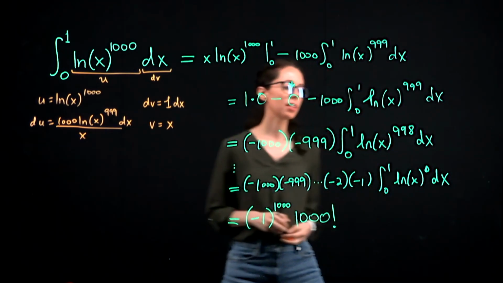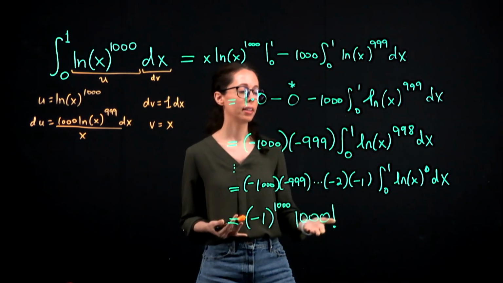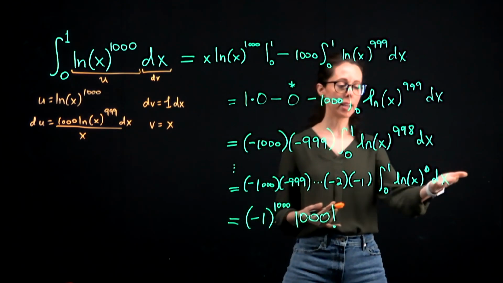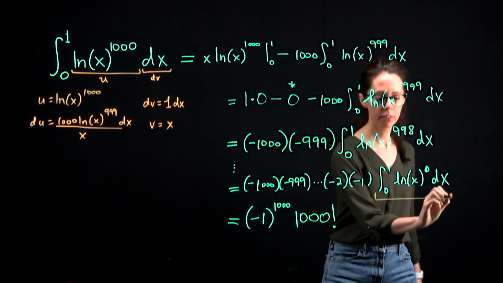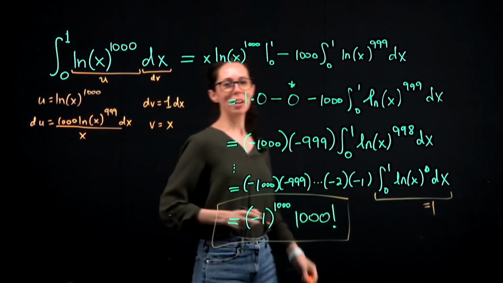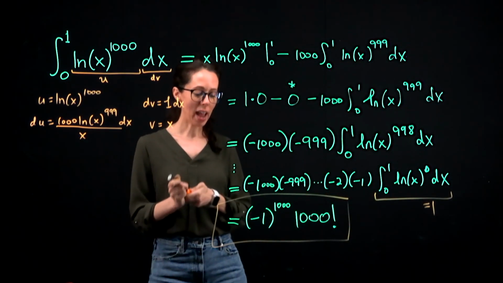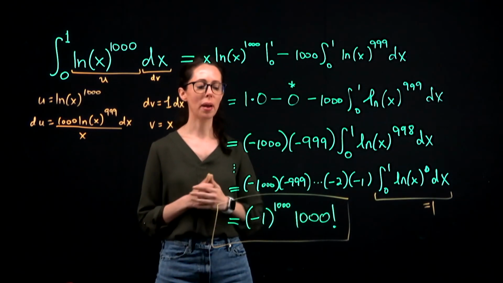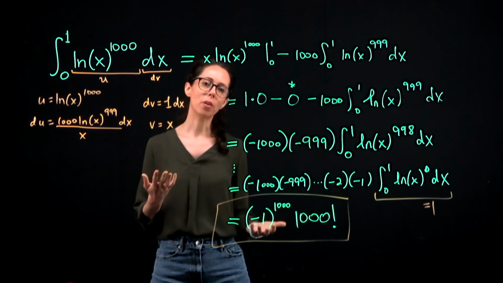The natural log of x to the 0th power is just 1. The integral from 0 to 1 of 1 dx is 1. There's 1 unit of area under that curve. So at this point, we're done. You might have written just 1,000 factorial, and that's correct. But I like leaving this term out here because it highlights the general pattern.